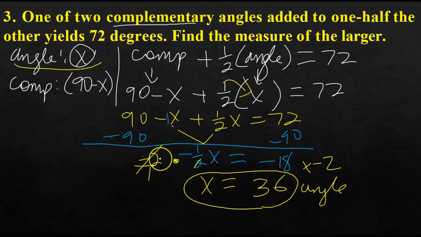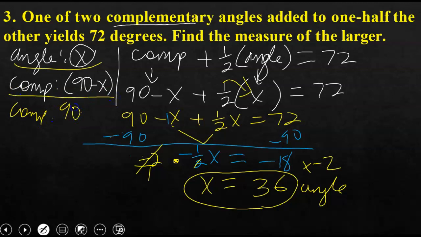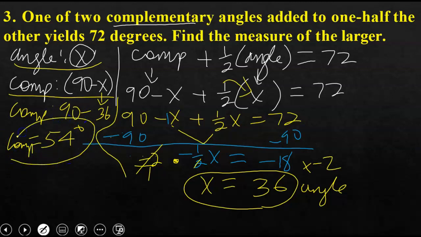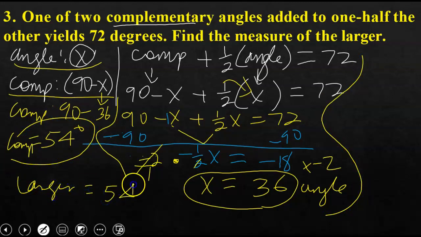If this is the angle, the complement of the angle is going to be 90 minus x, which is 36. So the complement is 54. So now we see that the complement is bigger. So we say the larger is 54 degrees.